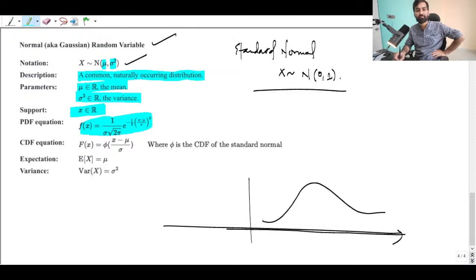This is the PDF for a normal random variable, and this is nothing but your CDF. Understand? And CDF, you know how to convert. This is nothing but your standard normal, right? This CDF is basically where phi is the CDF of standard normal, and expectation is nothing but mu, and variance is going to be this.